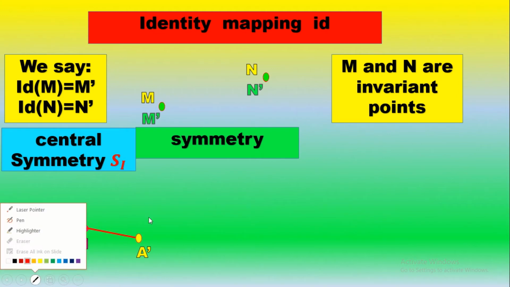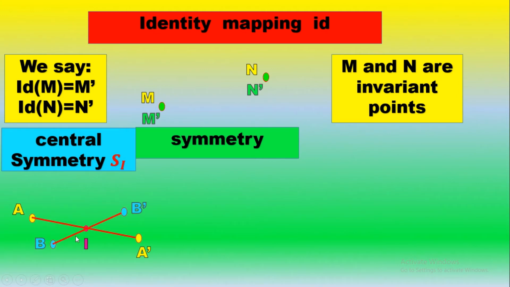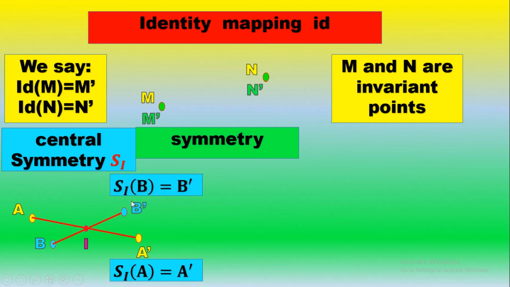Another example, if we have a point B, its image under this symmetry is B prime. So the symmetry of B with respect to I is B prime. So here we can say that SI of A, the image of A under this symmetry SI, gave us the point A prime. So SI of A equals A prime. The same here: SI of B, the symmetry of B with respect to I, is B prime. So B prime is the image of B under this symmetry.